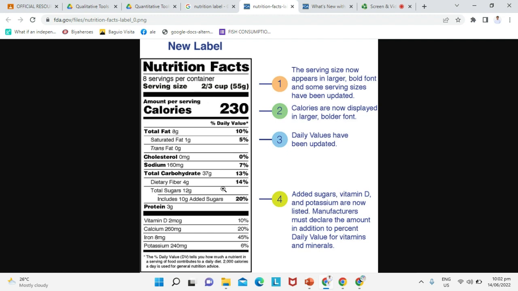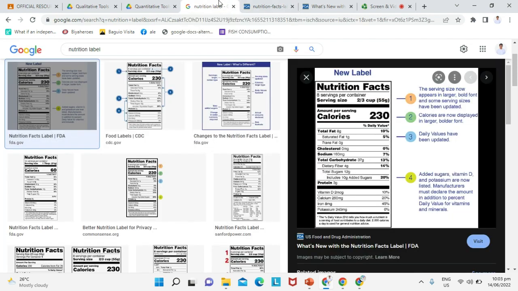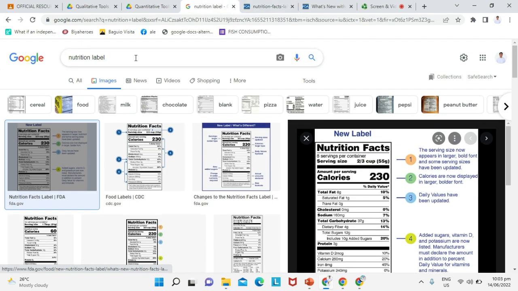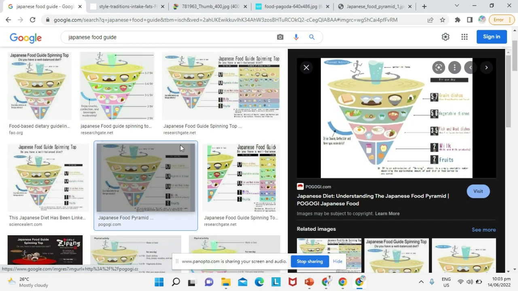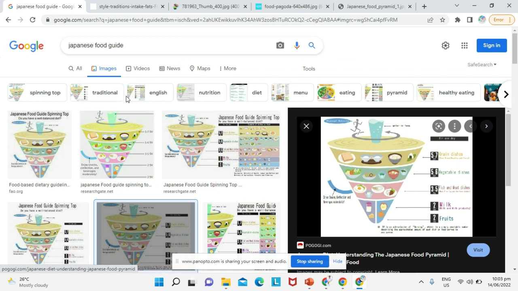Okay, if you finish the contents of one package, it's okay only if you consumed just one serving. Okay? Sige, let's look at this. A classic example where we can actually be fooled by food manufacturers, no?